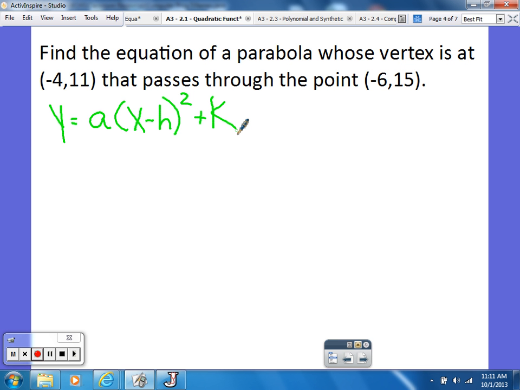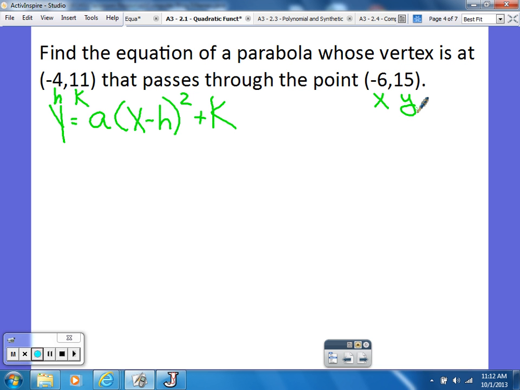So, they tell me the vertex is at negative 4, 11. What can I label that as? H and K. Good. We'll label that H and K. And then they give me a point, negative 6, 15. What do you label any point as? X and Y. All right. So I've got an H and a K, I've got an X and a Y. What am I missing from this equation? A. So we've got to solve for A.